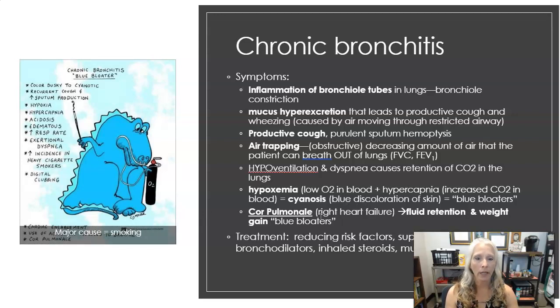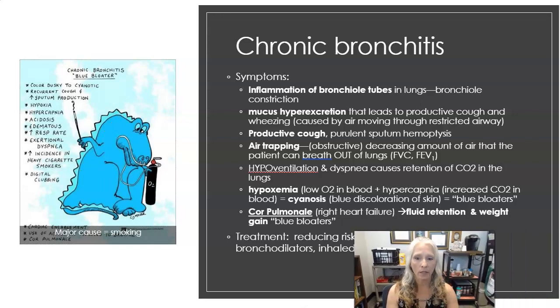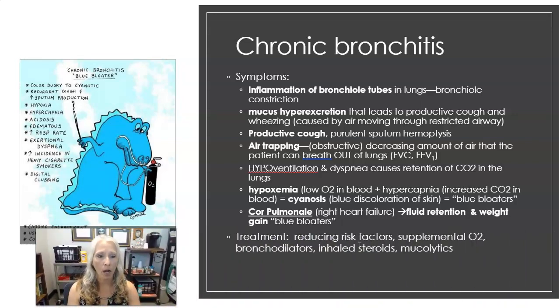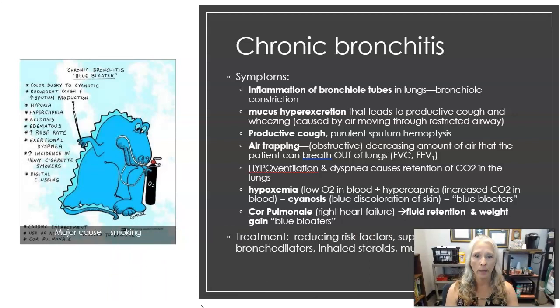So you will frequently hear these patients categorized as blue bloaters, which means they take on a lot of fluid retention, which makes them swell up peripherally, and they have that cyanosis. Those are two of the primary characteristics. The treatment for chronic bronchitis is obviously reducing the risk factors, because many of these people are heavy cigarette smokers, supplemental oxygen, and they will have inhaled steroids, mucolytics, and bronchodilators to try to help them breathe better.